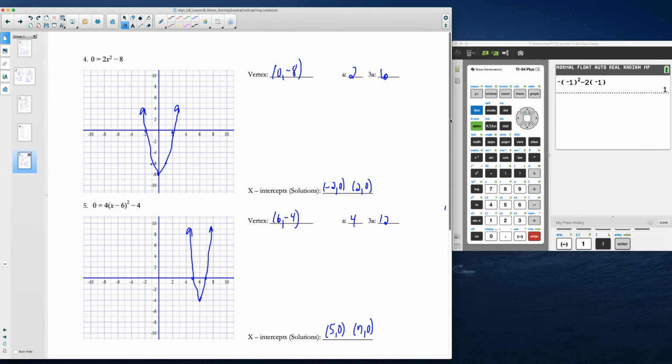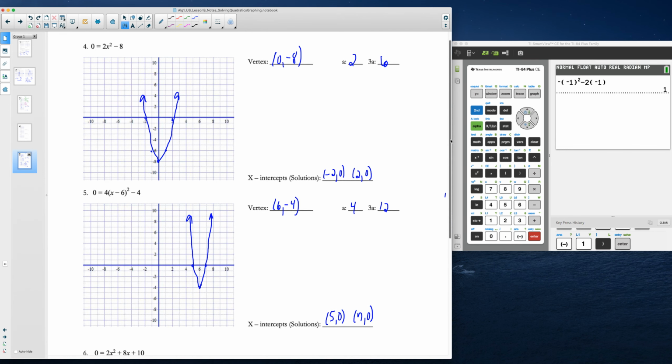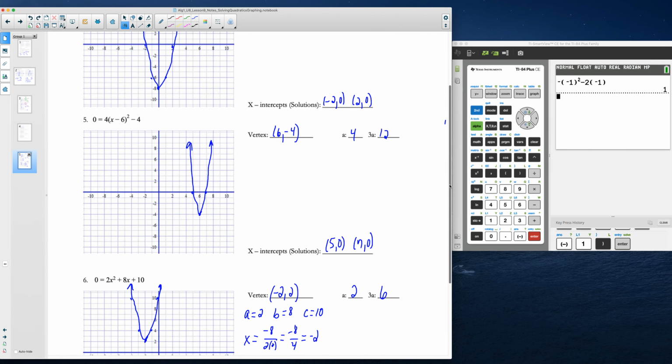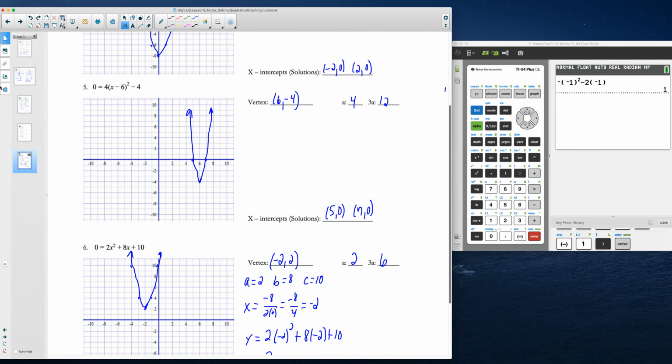All right, now 5, once again, is in vertex form. You can see that the vertex is 6, negative 4. So I'm going to start at 6, negative 4. My a value is 4. So I'm going to go up 4 to the right one, up 4 to the left one. My 3a is 12. You might be able to sneak it in up here, but really it's not needed because we're looking for those solutions. We're looking for those x-intercepts, and we can see that those would be 5, 0, and 7, 0.